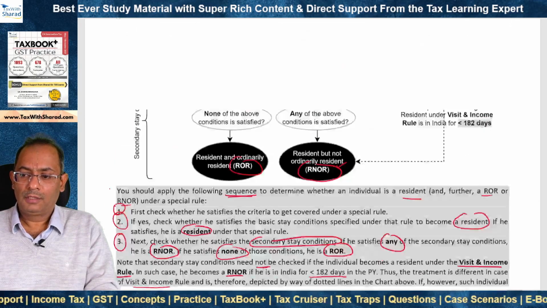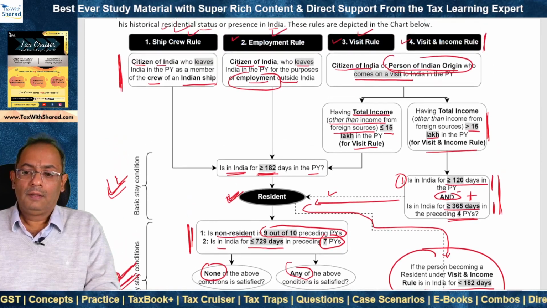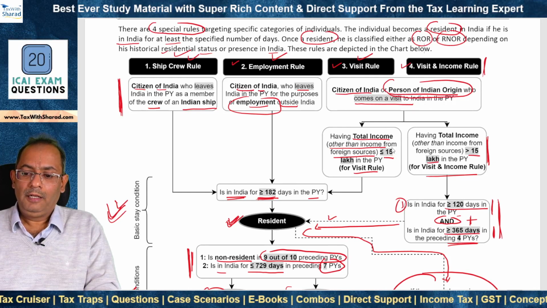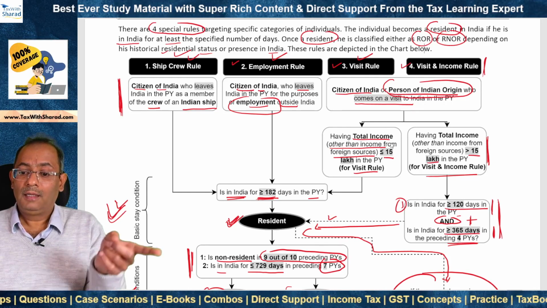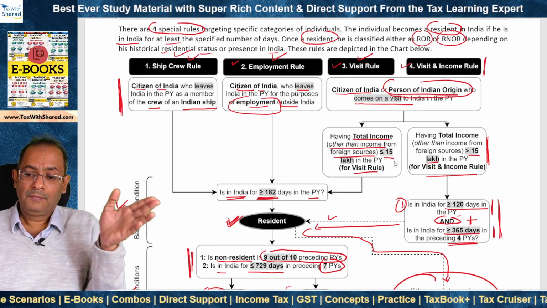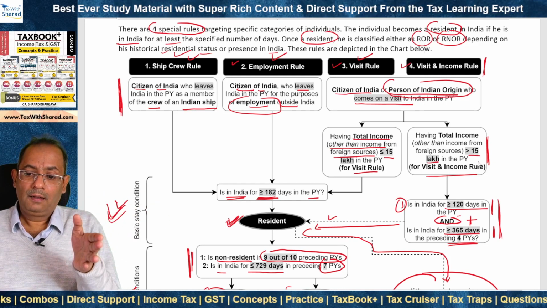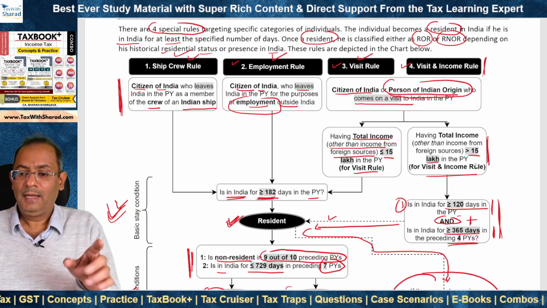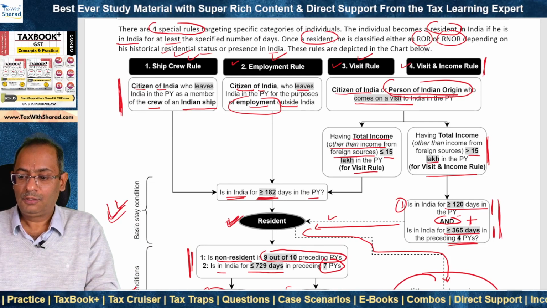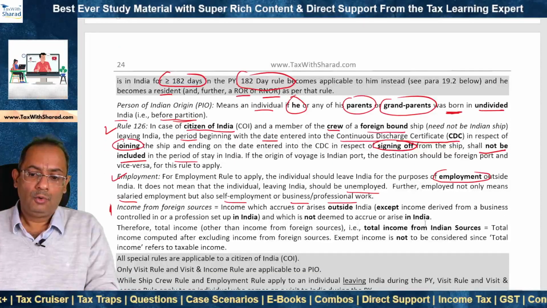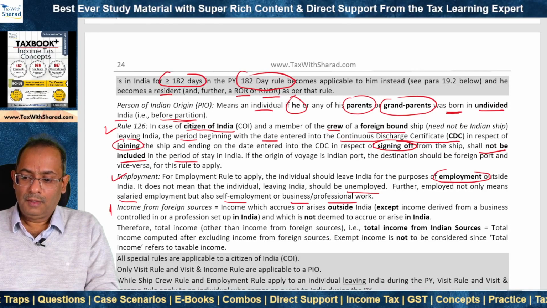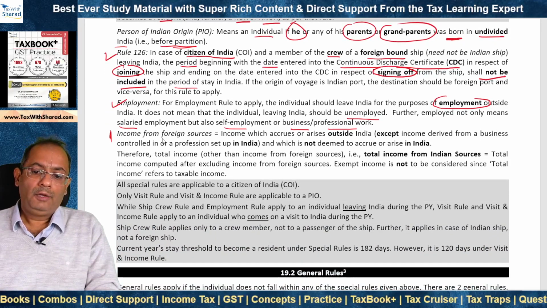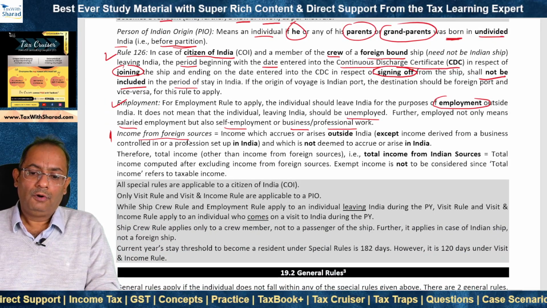Income from foreign sources. What does it mean? We have noted in the context of the visit rule and visit and income rule that we need to check the quantum of total income other than income from foreign sources, whether it's more than 15 lakh or up to 15 lakh. If it is up to 15 lakh, then the visit rule applies. If it is more than 15 lakh, then the visit and income rule applies. So what is important is to figure out the quantum of total income, but which is other than income from foreign sources. Therefore, we need to understand what is the meaning of income from foreign sources.